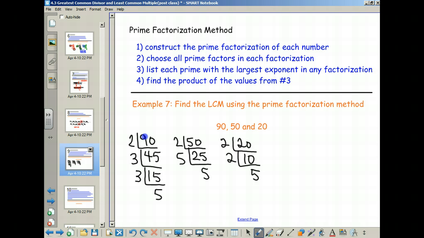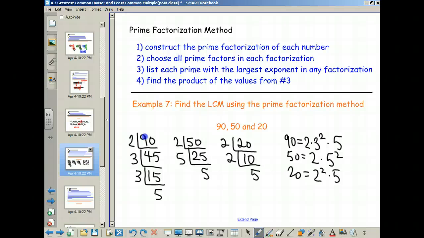So we're going to write each of them out. 90 was 2 times 3 squared times 5. 50 was 2 times 5 squared. And 20 was 2 squared times 5. They have some things in common. They have some things not in common. When we were doing greatest common divisor, we said, what do they have in common? And we worked only with that.